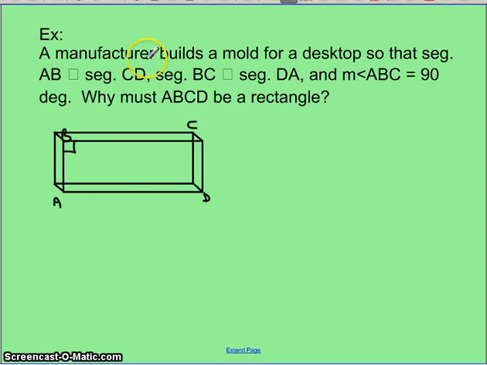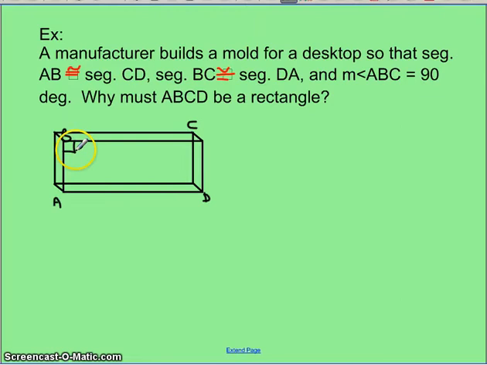Alright, this says that a manufacturer builds a mold for a desktop so that segment AB, that should be a congruent sign right there, not showing up quite right, is congruent to segment CD, and segment BC is congruent to segment DA, and that the measure of angle ABC is 90 degrees. Why must ABCD be a rectangle?